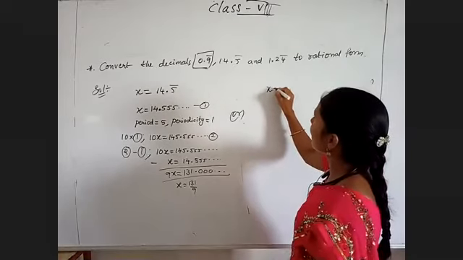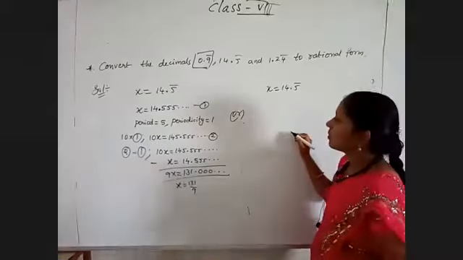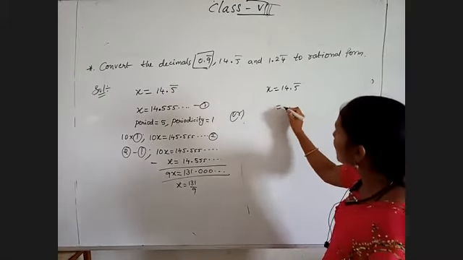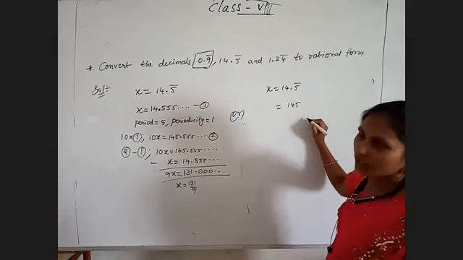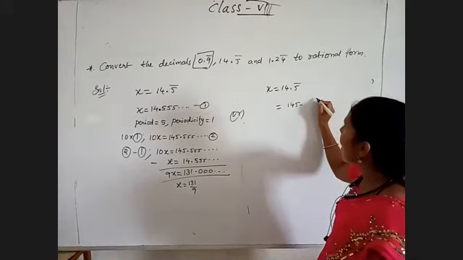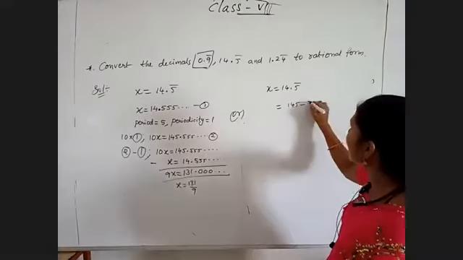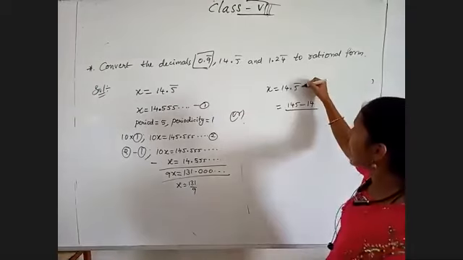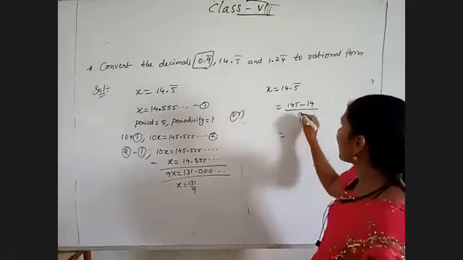That is x is equal to 14.5 bar. Now observe this method. What we have to do, as I told you, write the number first, 145, minus the digits without the bar. That 4 does not have the bar, so subtract that number, that is 14. By how many digits are having the bar? Only one digit, that is equal to 9. So 145 minus 14 by 9.